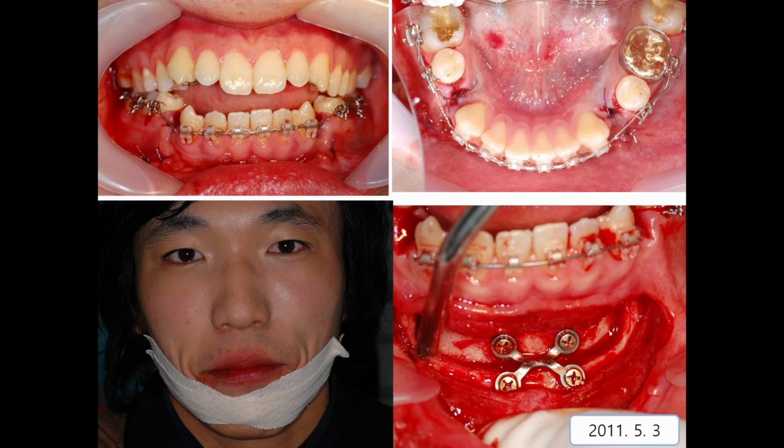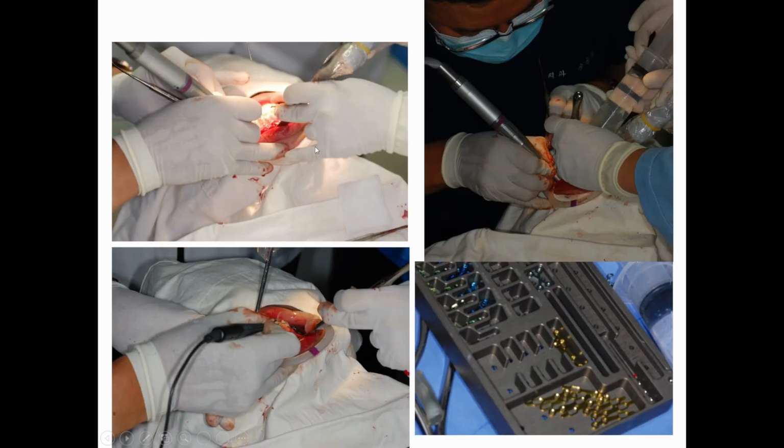Just think about the lower line. Okay, so 2x4, and then bandage. So look at this doctor, oral surgeon. Okay, he experienced a lot of two-jaw surgery under the general anesthesia, but this is his first approach under local anesthesia.